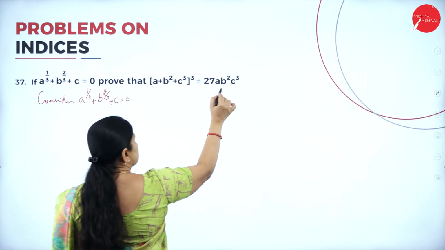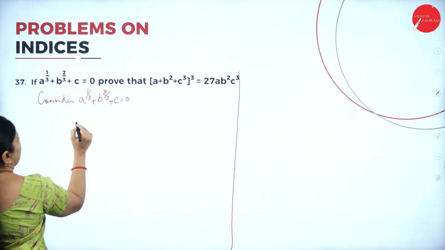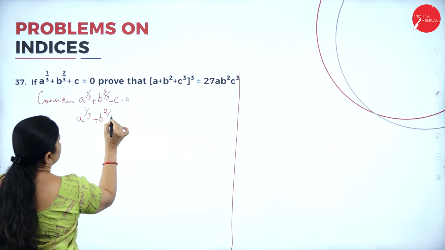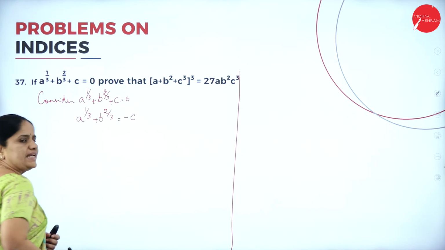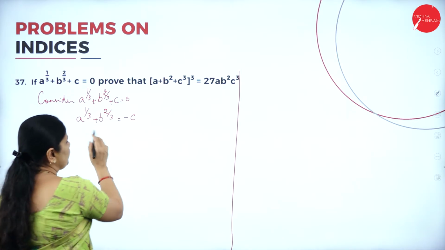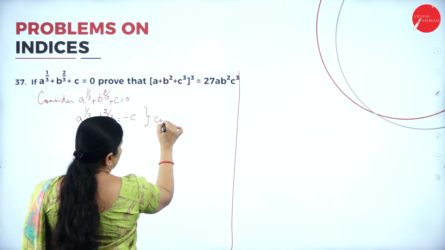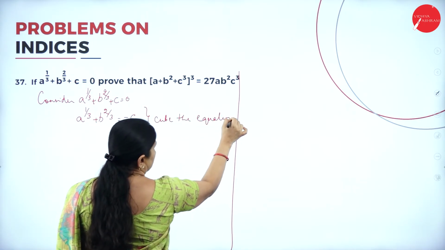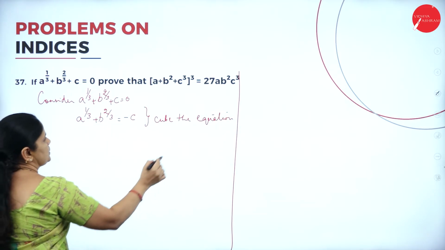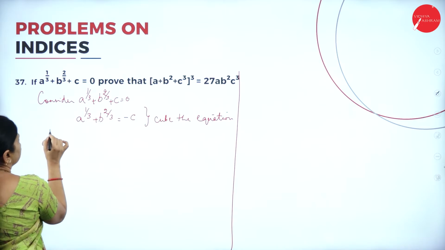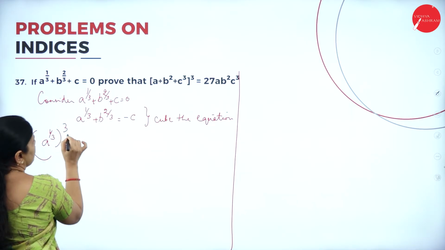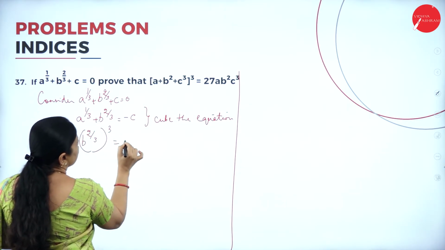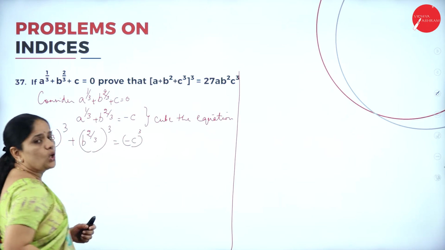Now, what I will do is, I can rewrite it as a to the power 1 by 3 plus b to the power 2 by 3 equals minus c. Now, I am cubing this equation. Cube the equation. So, when I cube the equation, I will get a to the power 1 by 3 the whole cube plus b to the power 2 by 3 the whole cube equals minus c the whole cube.